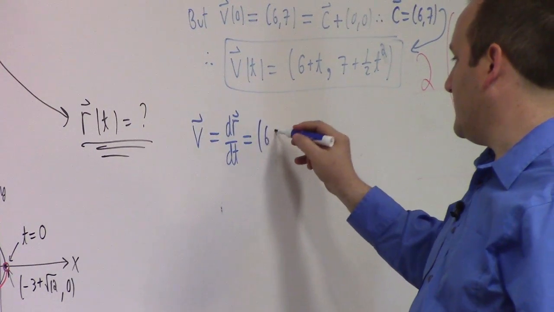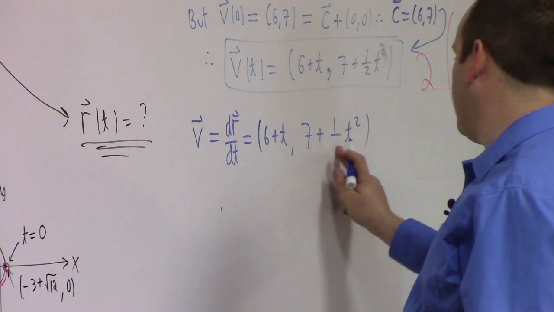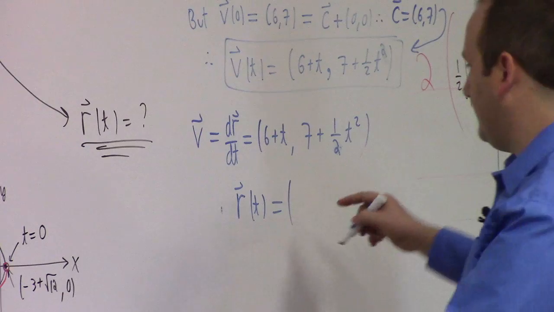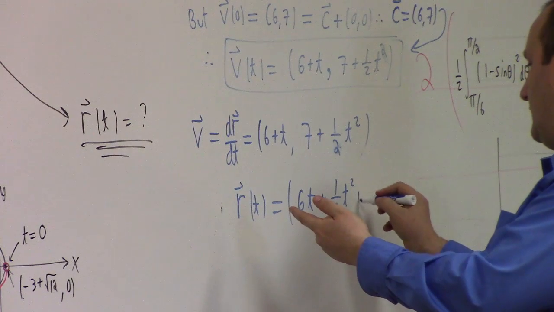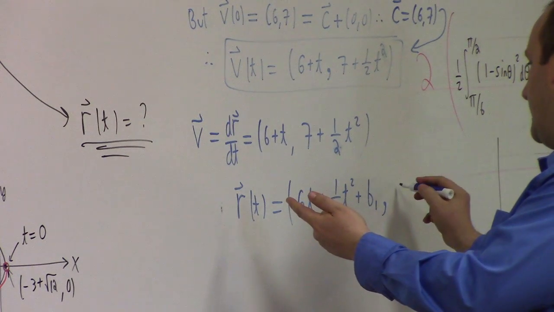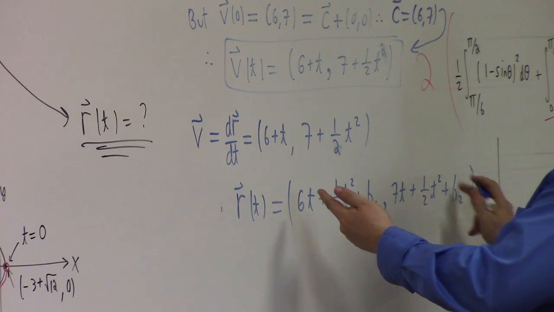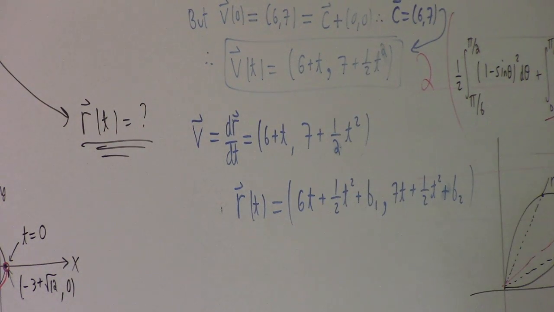So dr/dt is equal to 6 plus t, 7 plus 1/2 t squared. So another way to do this calculation is to integrate, right? So r of t is equal to, well, 6t plus 1/2 t squared plus, let's say, b1, comma 7t plus 1/2 t squared plus b2. You see, you got options. I mean, you can either look at the calculation in terms of adding a constant vector off to the side like that, or you could think about adding a different constant in each component. Either way, you're doing the same thing logically. You got choices.